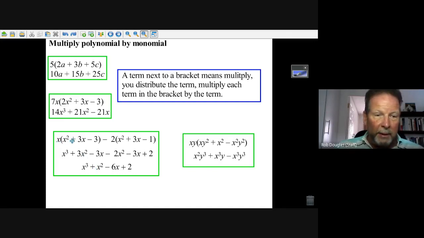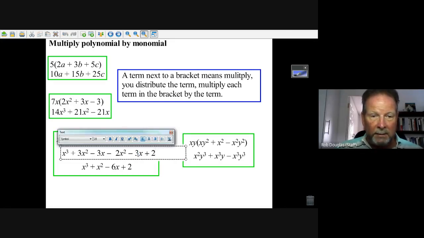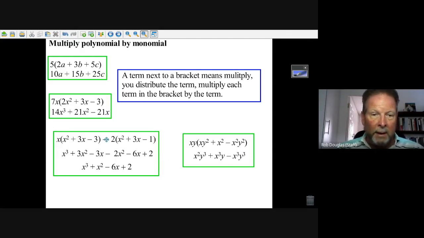Okay, here's just a couple more examples. X gets distributed here. X times x squared gives you x cubed. X times 3x is 3x squared. X times minus 3 is minus 3x. Minus 2 times x squared is minus 2x squared. Minus 2 times positive 3 is minus 6x. Good thing I saw that. Minus 6x. That's what it really equals. Minus 2 times minus 1 is equal to positive 2. So you got to multiply it out carefully.